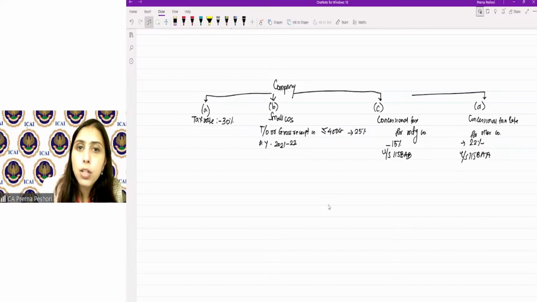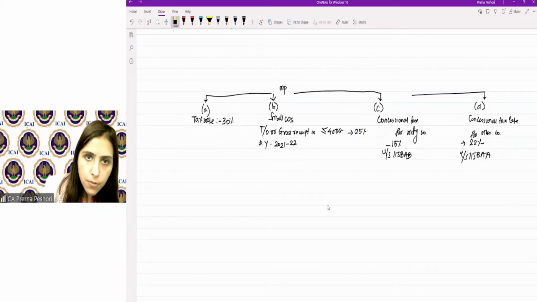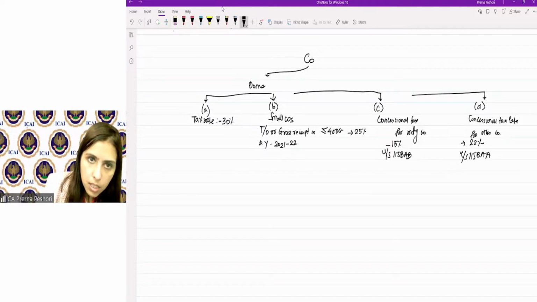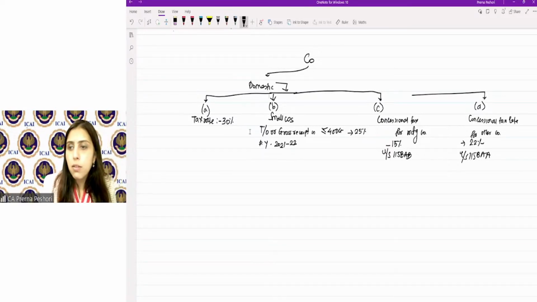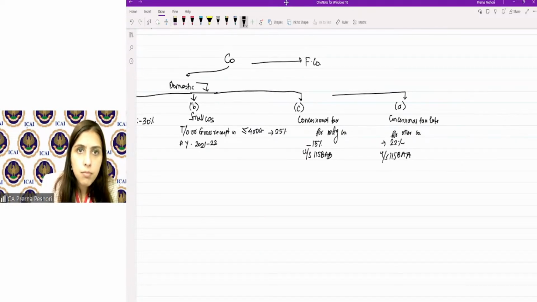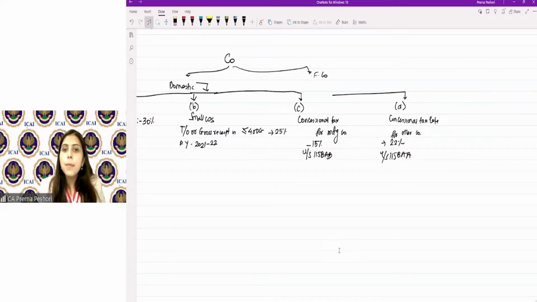Mind it, what we are talking about is the domestic company. Let me just make a bifurcation over here. So a company, this is my domestic company, and then we also have a foreign company. Okay. So 115BAB, which is applicable, is for manufacturing and electricity generating domestic companies.